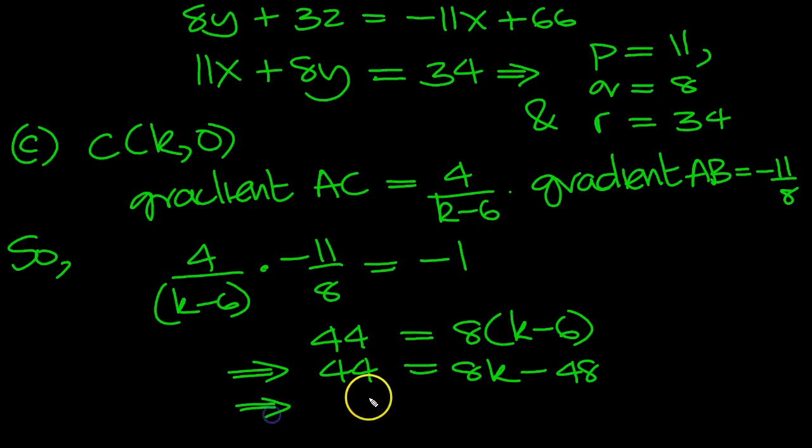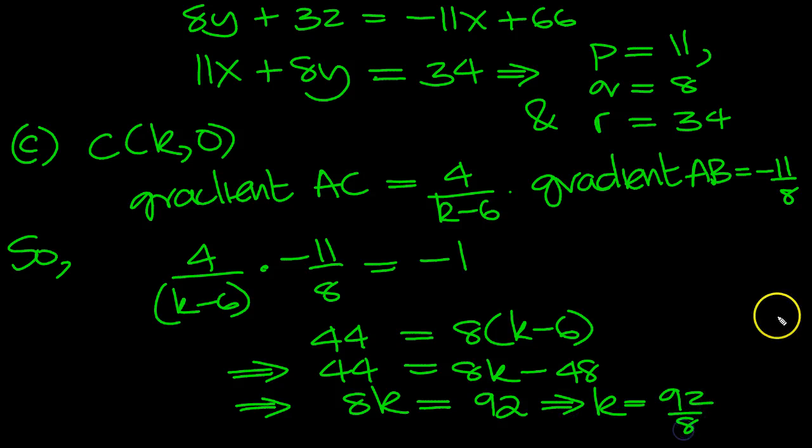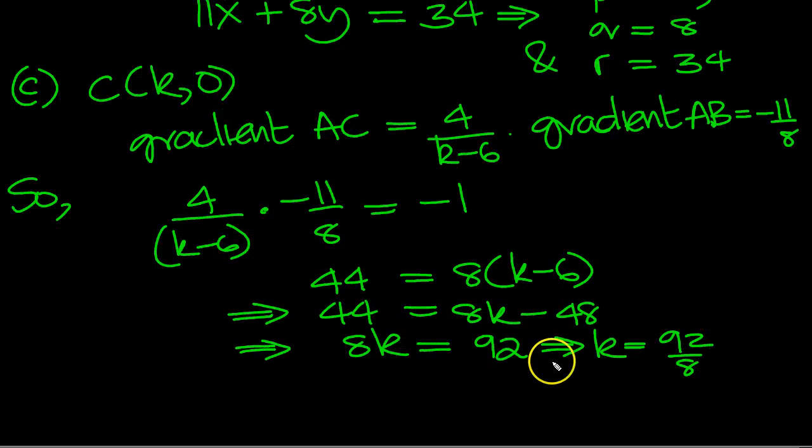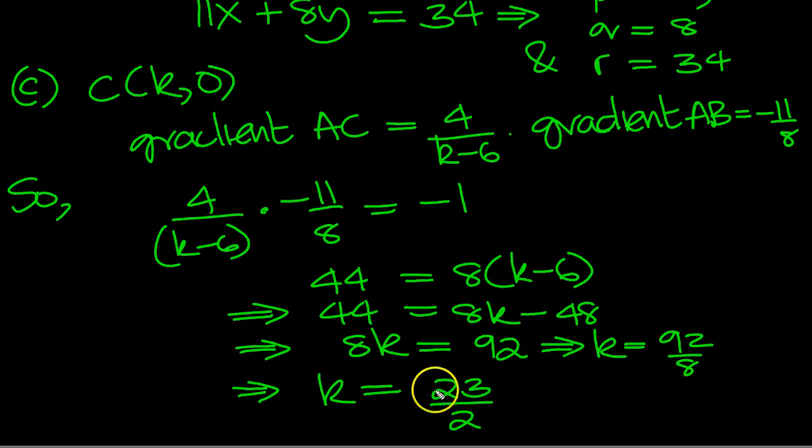So that tells us, and I'm going to write it down from right to left, 8k, which is here, 48 over here is 92. So that tells us that k is 92 over 8. And that tells us that k is equal to 92 divided by 4 is 23. Divided by 4, top and bottom. 4 2s are 8, 4 3s are 12, 80 and 12 is 92. So k is equal to 23 over 2.